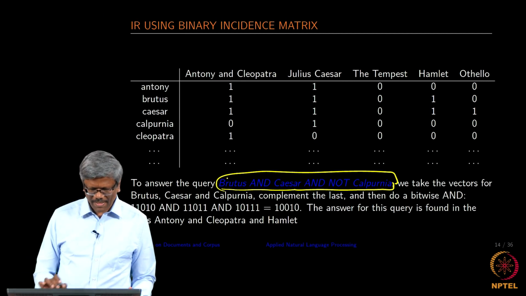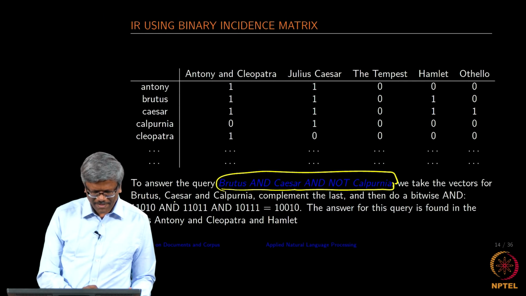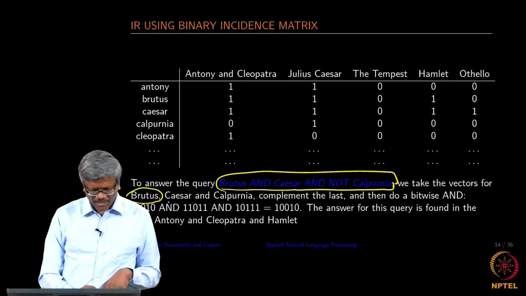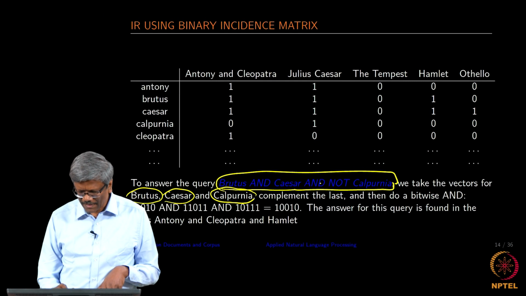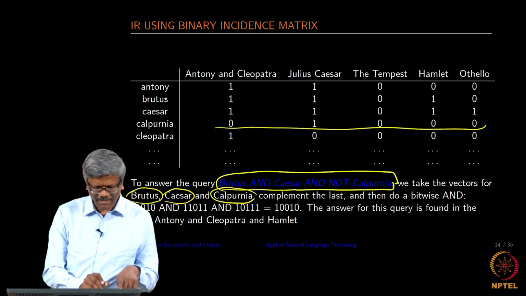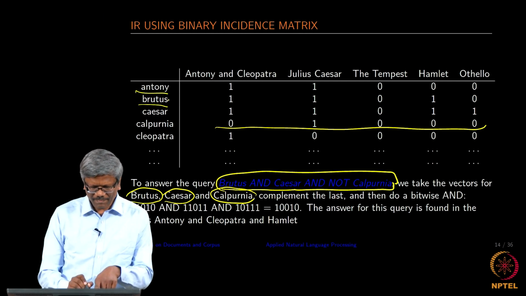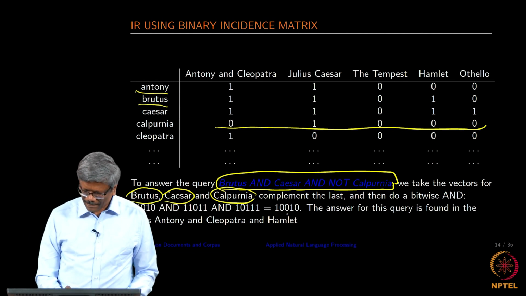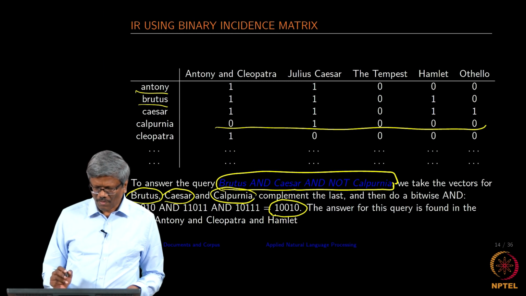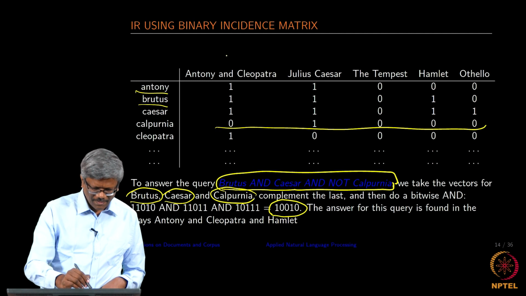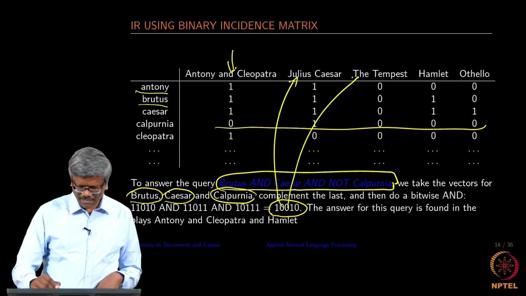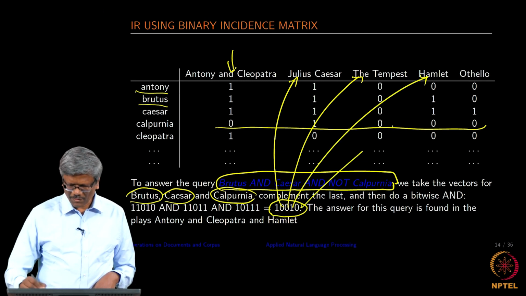One way to do this operation is to first take the vectors for Brutus, Caesar and Calpurnia and then perform the operation. Here we have asked for not Calpurnia, so you take the complement of the Calpurnia vector. You take the vector as is for Antony, as is for Brutus, and complement Calpurnia, and then perform the operation. When you do a bitwise AND operation, what you get is 1 0 0 1 0. What does this represent? The 1 represents the document, the 0 represents this, and the last one represents Othello.